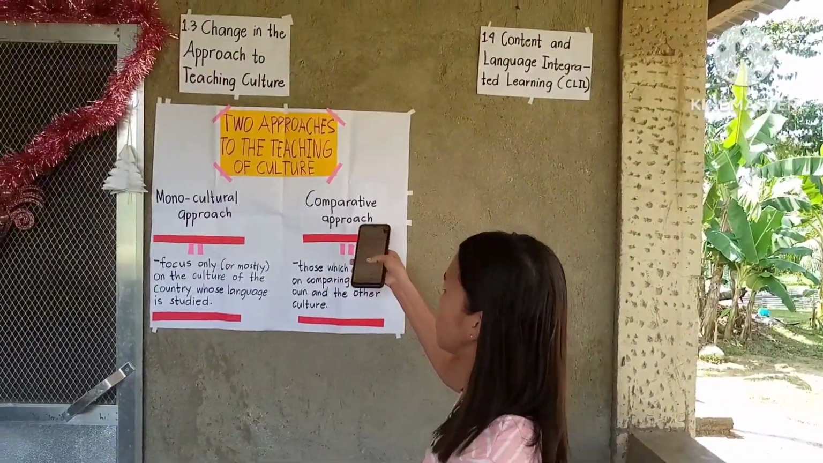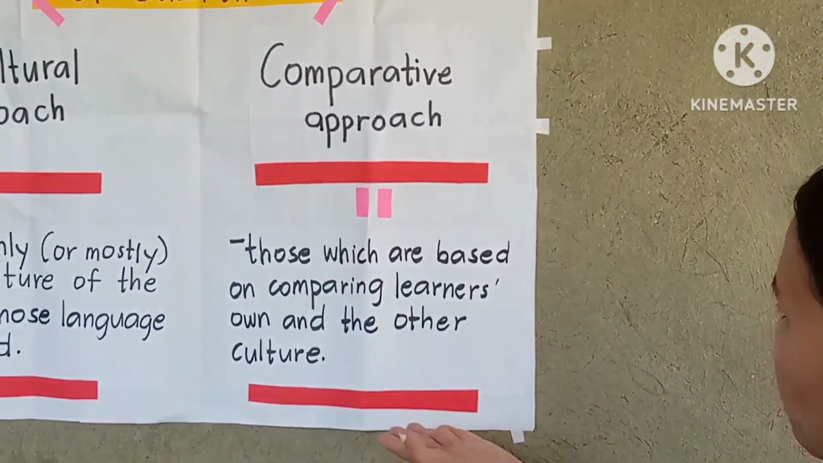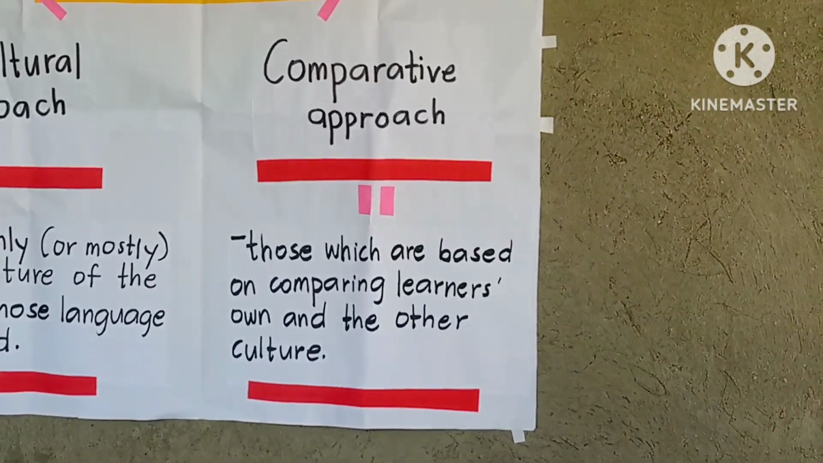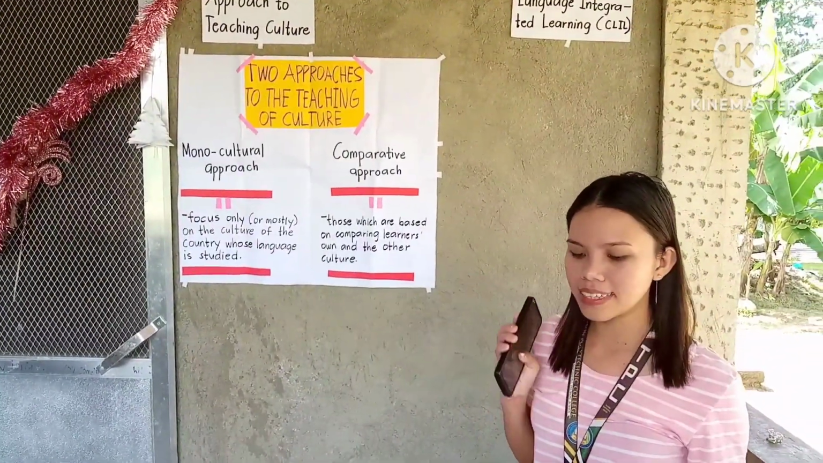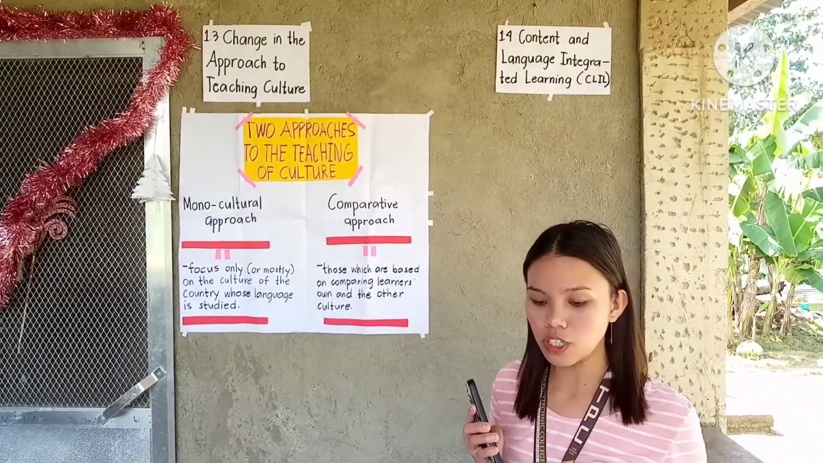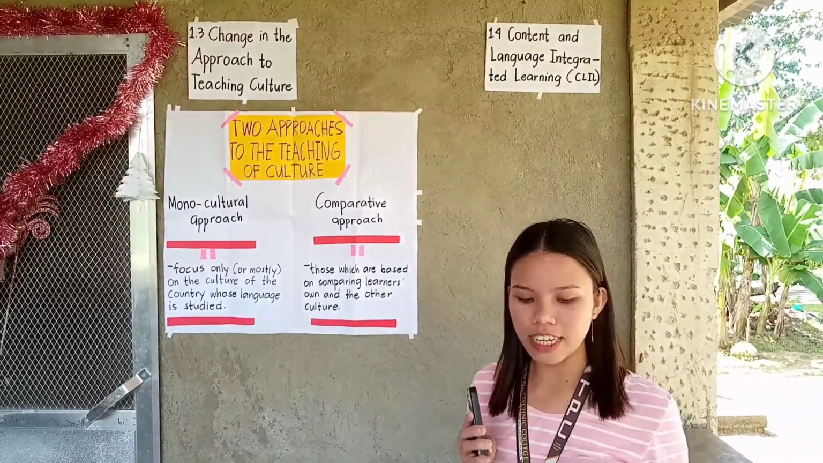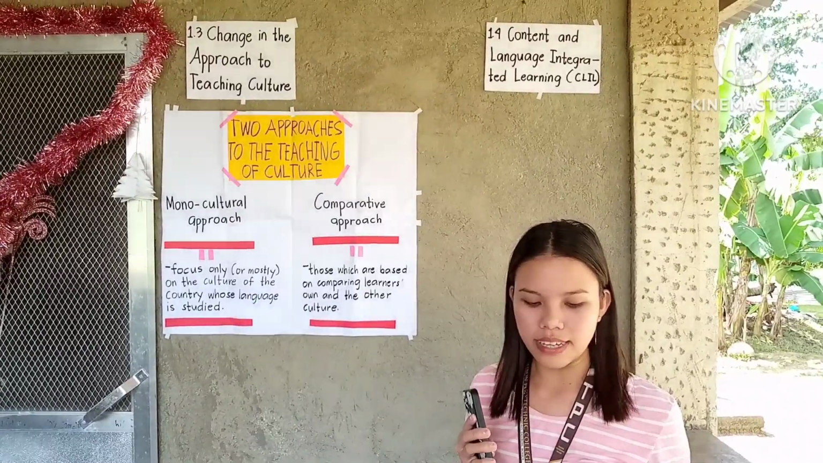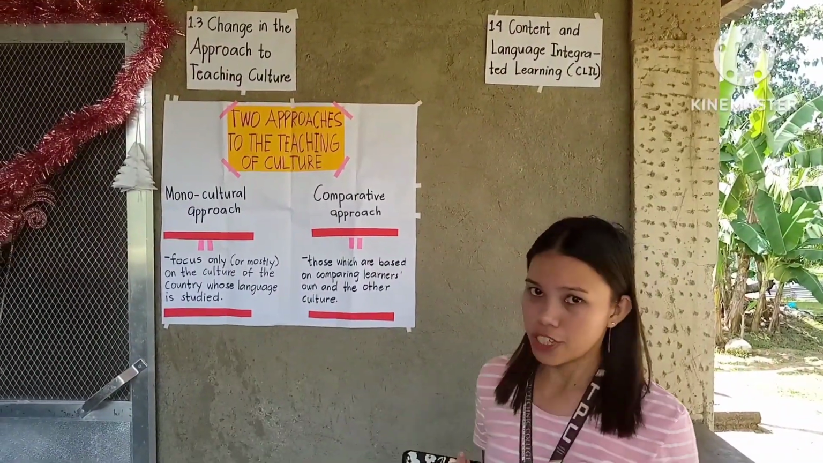Next, the comparative approach. The comparative approach is based on comparing learners' own culture and the other culture. The essence of the comparative approach is to provide a double perspective. It does not mean that learners need to evaluate which culture is better. Instead, students learn that there are many ways of doing things and their way is not the only possible one. So that is the comparative approach.